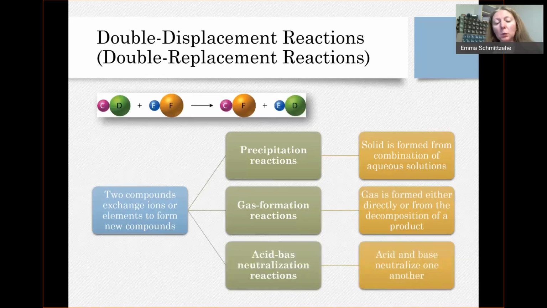And then the last one that we'll talk about is acid-base neutralization reactions, which I clearly have a typo here. This should say acid-base neutralization reactions. And so that also is what it sounds like. You have an acid and base and they neutralize one another. And so we're going to look at each of these types of reactions a little more in depth and look at some examples of them.